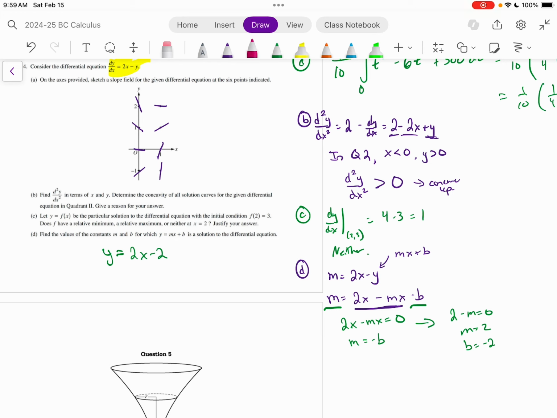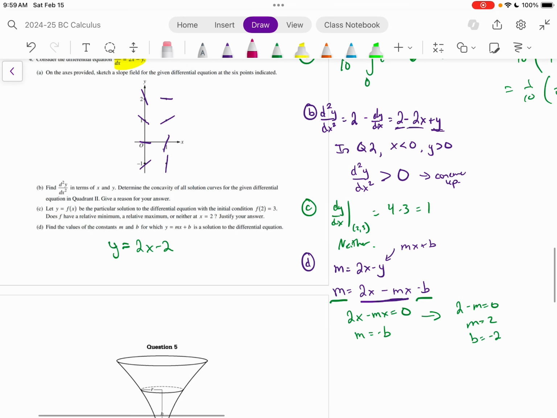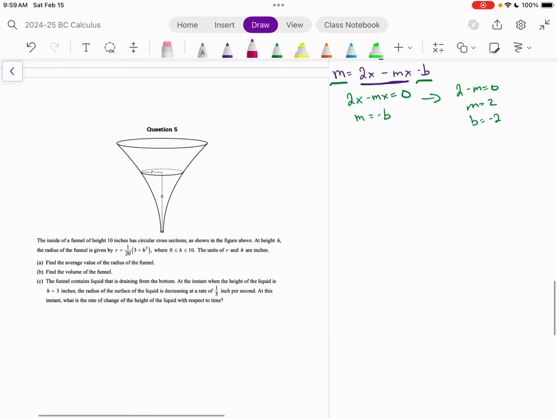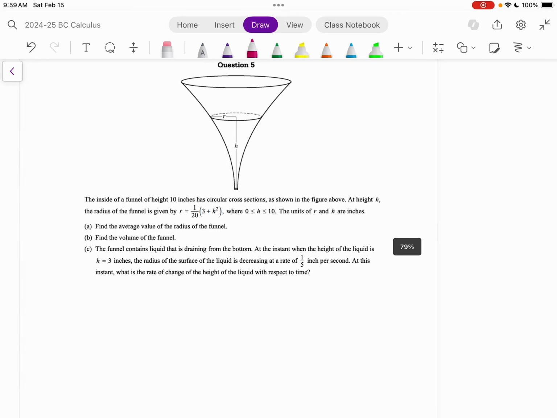Okay, that's the most confusing type of problem though, right? But you have to realize m is just the slope, and then plug everything in. Okay, last but not least, look at this. Average value, related rates, it looks like. So fun.